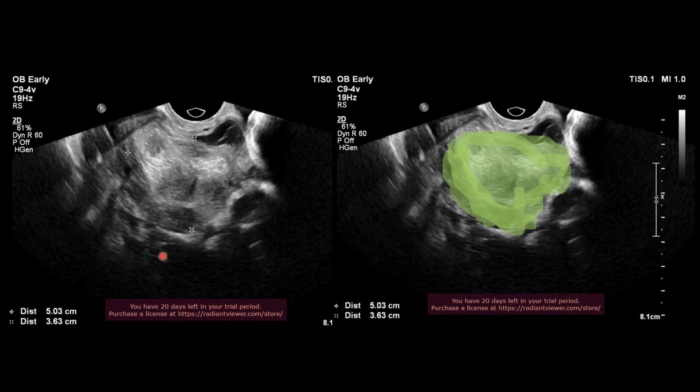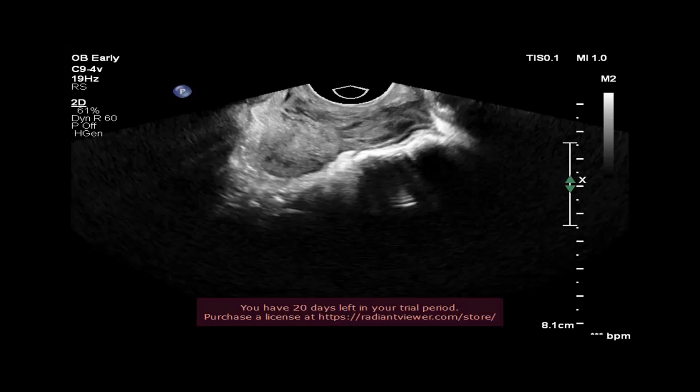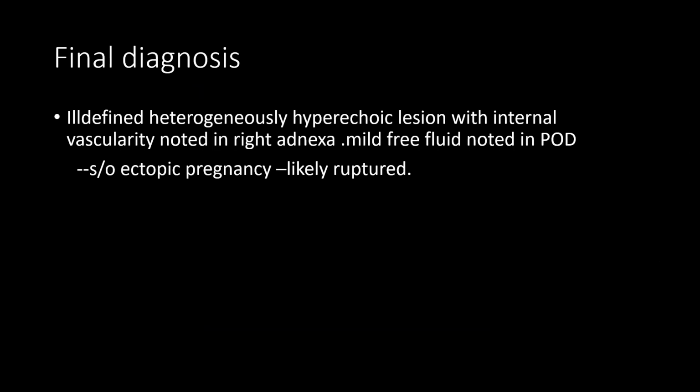In the right adnexa, we could visualize an ill-defined heterogeneously hyperechoic lesion measuring around 5 into 3 centimeters. The lesion was showing internal vascularity and the right ovary was not separately visualized. Therefore, we gave a diagnosis of ectopic pregnancy that is likely ruptured.